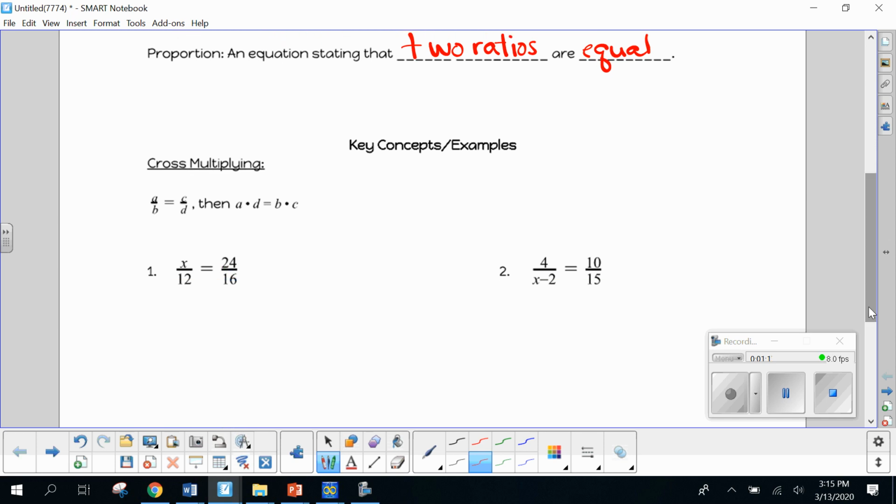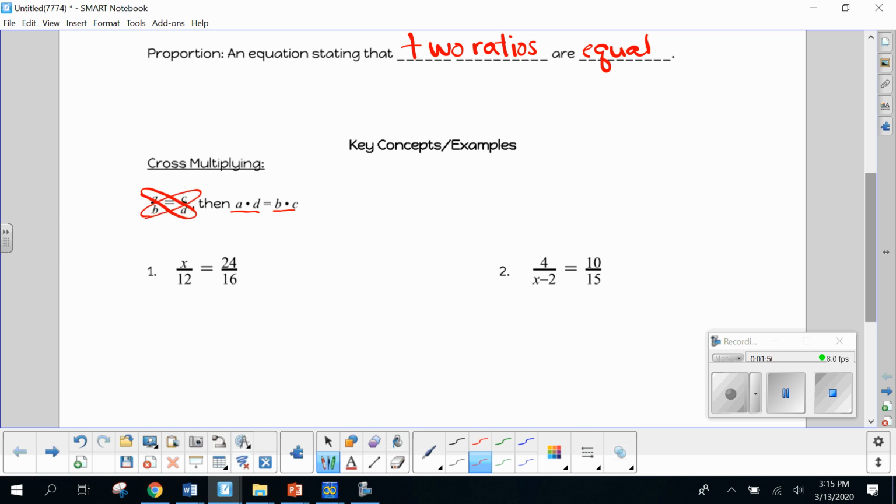The first one, if we look here, we have A over B is equal to C over D. And if we cross multiply, and I'm sure you've seen this in middle school, cross multiplication means I'm going to multiply A times D. So A times D, I'm going to make that equal to B times C. Okay, so like I said, I think many of you have seen this in middle school.